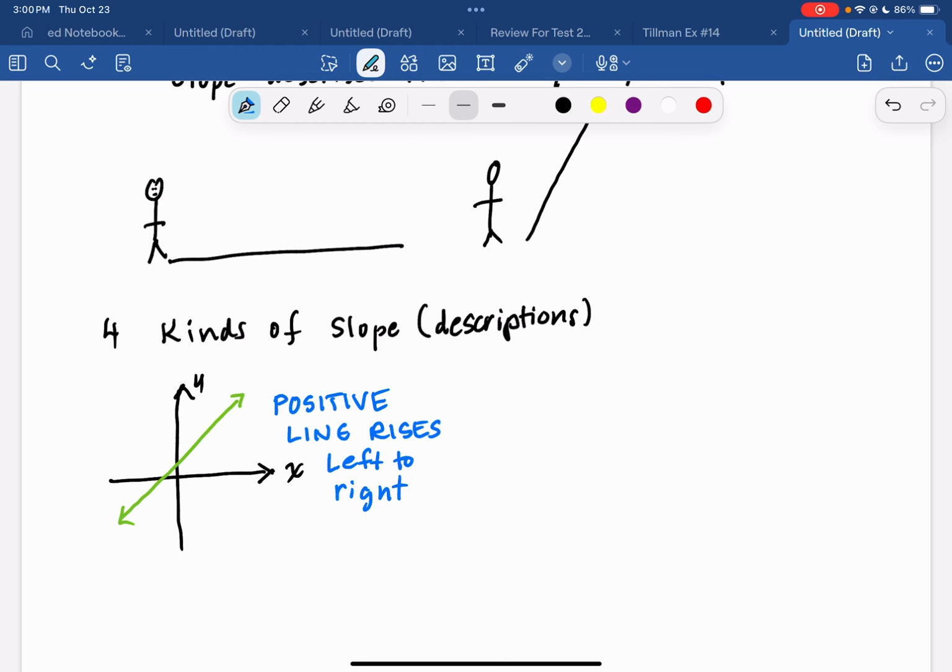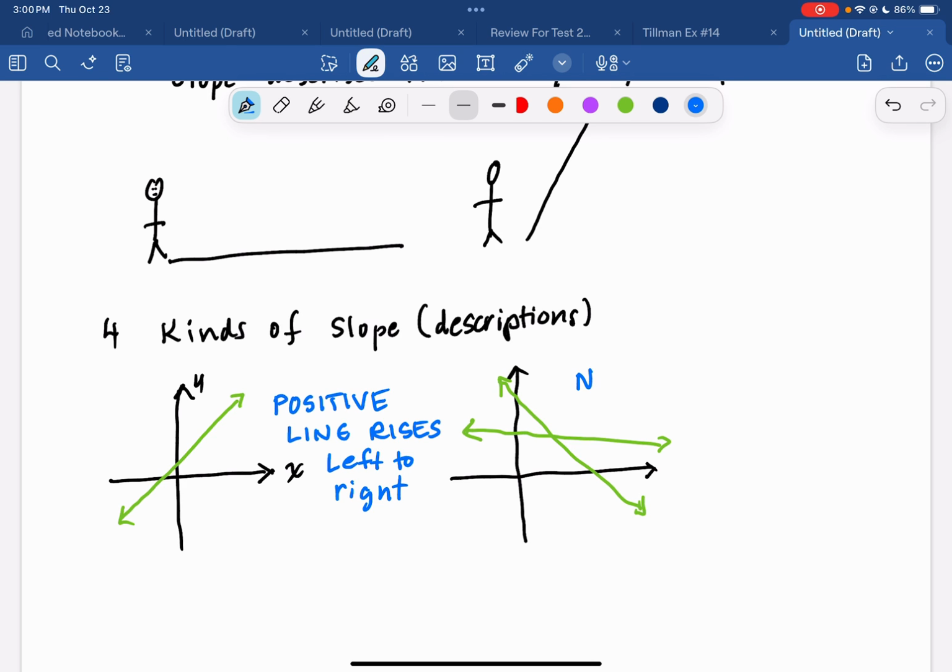Now, another kind, I bet you can guess, if you're going downhill, we're going to call that a negative slope. And it doesn't have to be that steep. It could be like this. But anything that is going down from left to right is a negative. And we say that the line falls from left to right. Okay, we always read our lines from left to right.